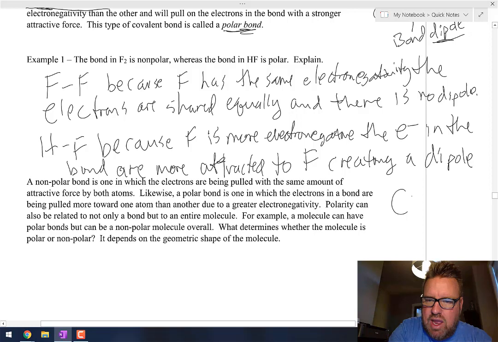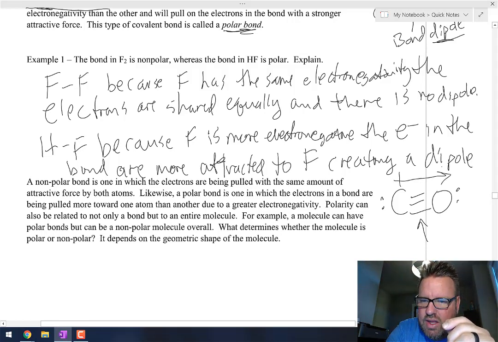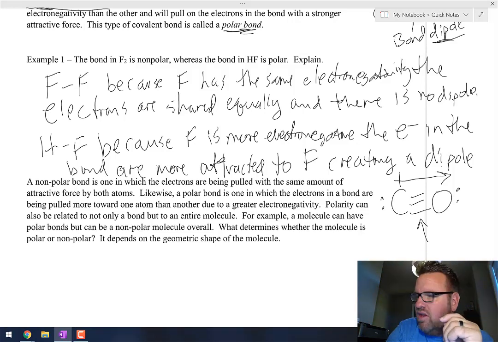Okay, something like CO. Okay, absolutely, that bond, even though it's a triple bond, it doesn't matter. That bond is absolutely polar. Why? Because oxygen is more electronegative than carbon. And so the electrons in the bond are more attracted to the oxygen side, creating this, again, this dipole. Okay? I'm trying to think of another example here.